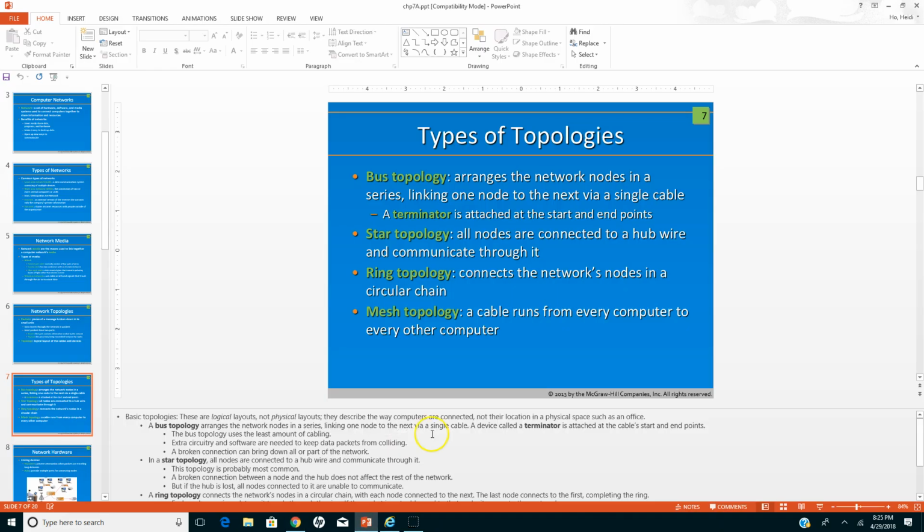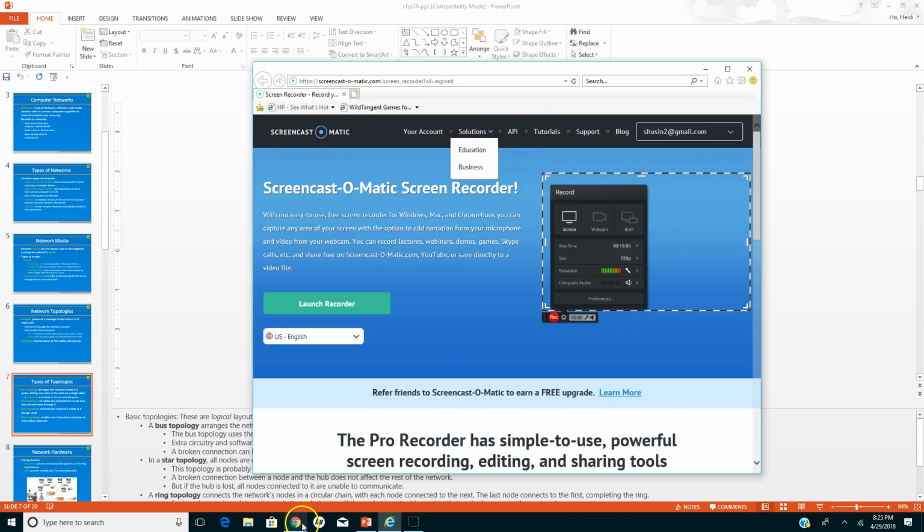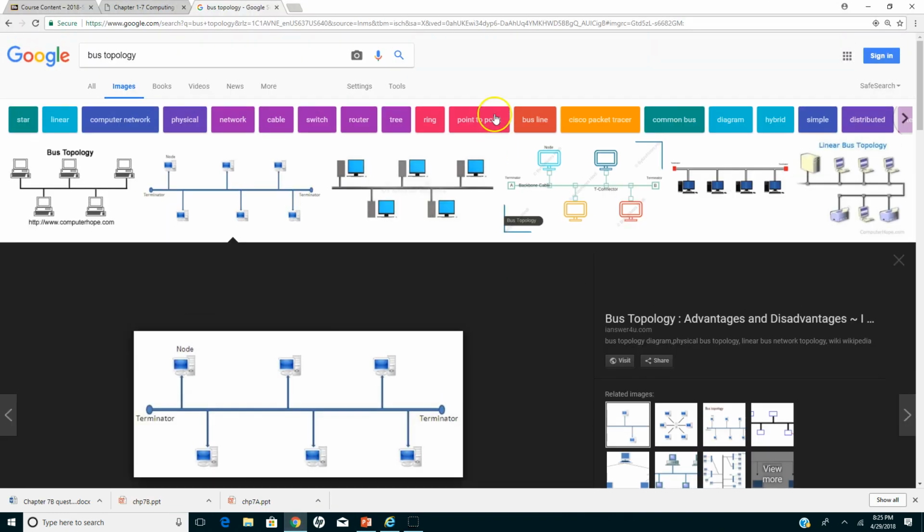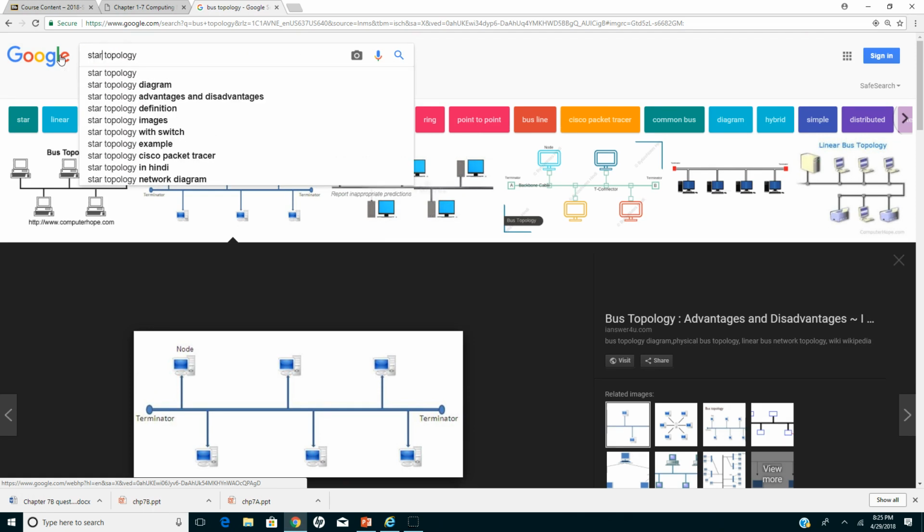The second one is called star topology. In a star topology, all the nodes are connected to a hub wire and communicate through it. That is the most common one. Let me show you what a star topology is. So this is a bus topology, and then I'm going to show you the star topology.